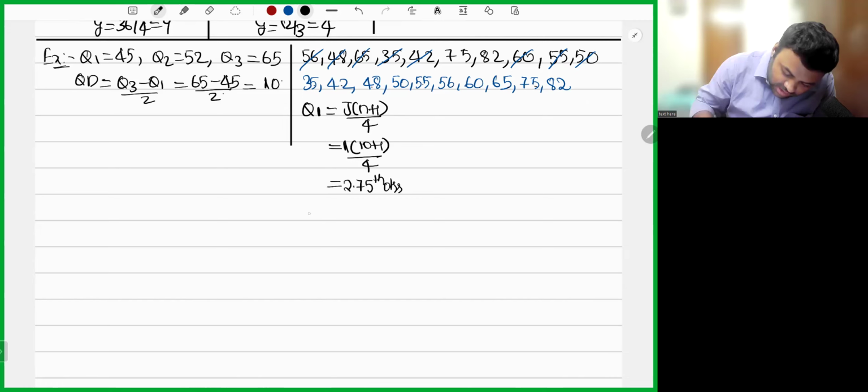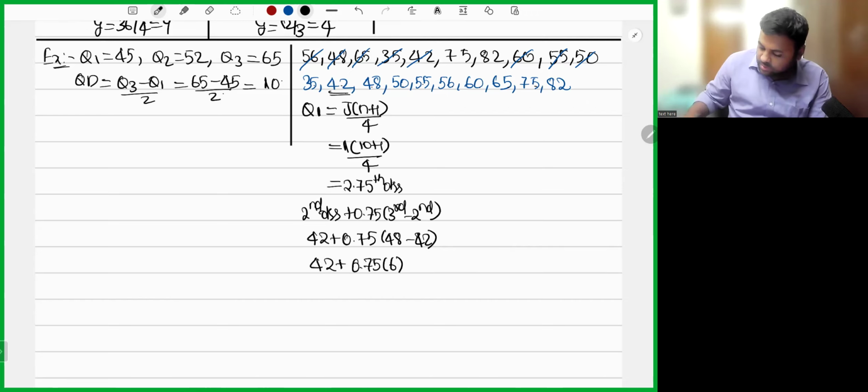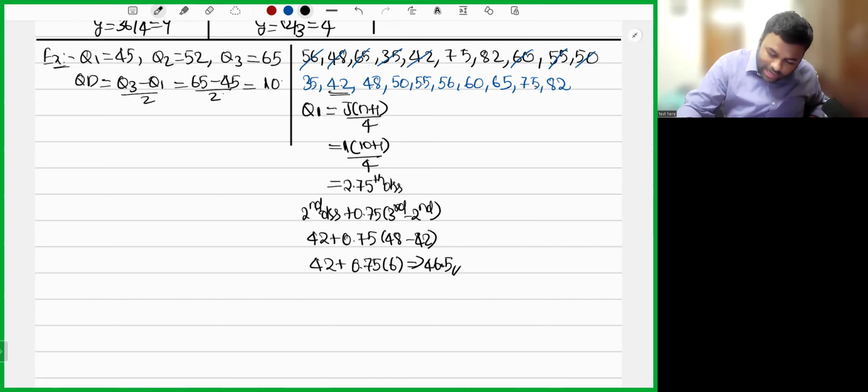How will you get the value? Second observation plus 0.75 into (third minus second). The second observation is 42, plus 0.75 into (48 minus 42). So 42 plus 0.75 into 6, which is 46.5. Okay. So I hope it's clear how to calculate quartile 1.